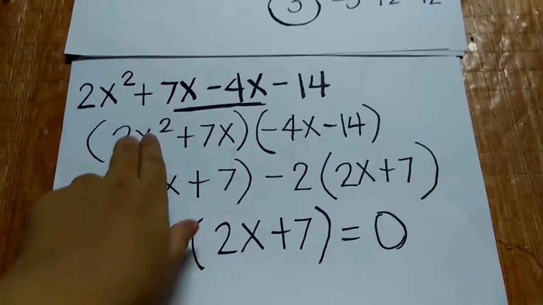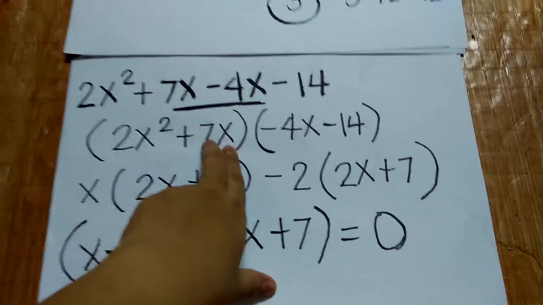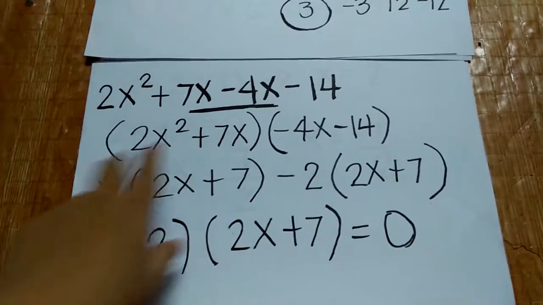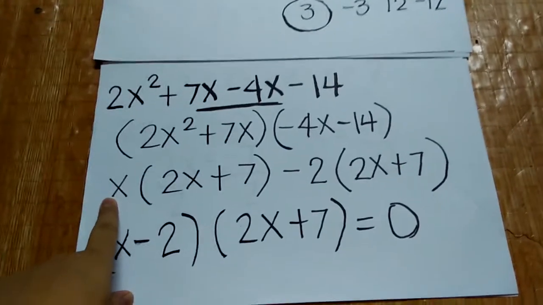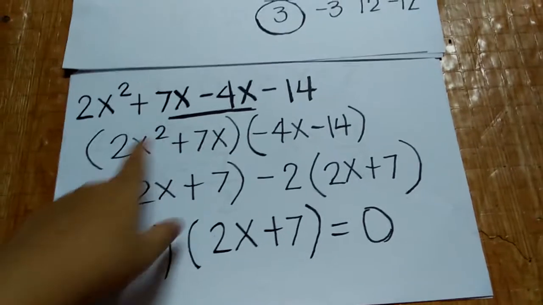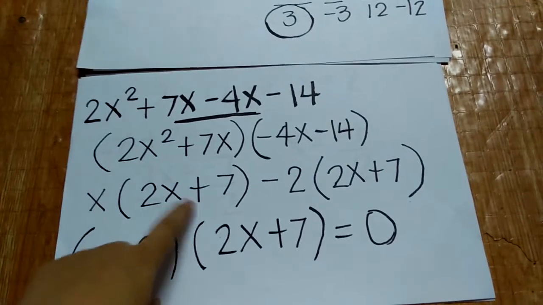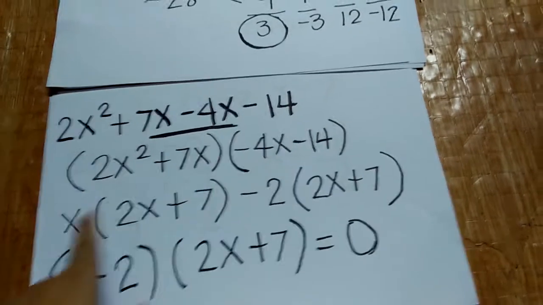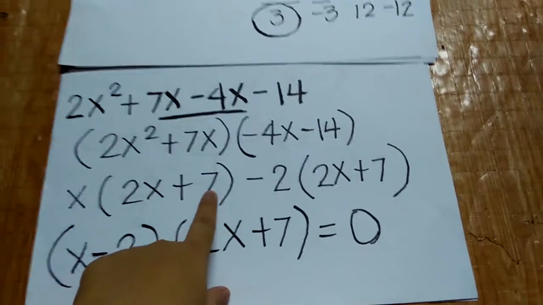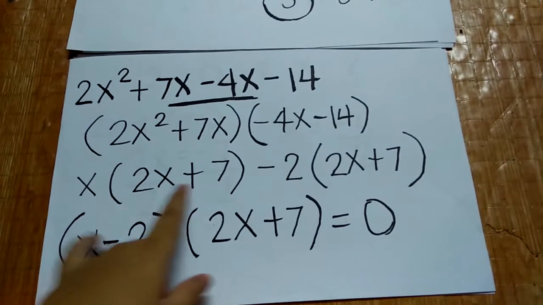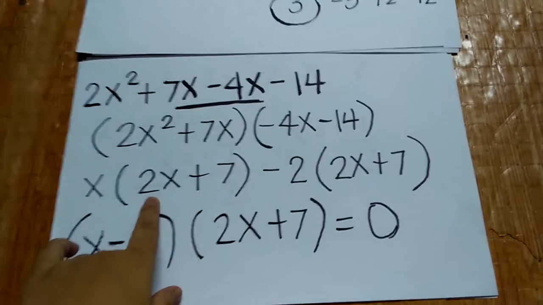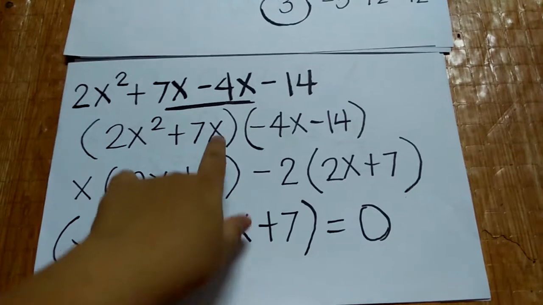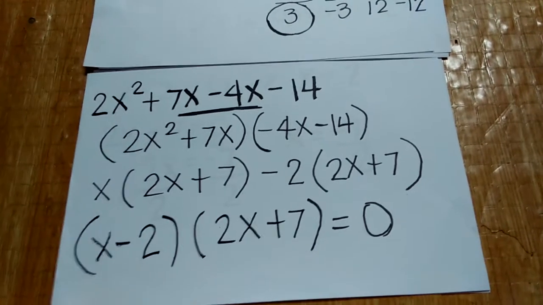So, ano yung factor ng 2x squared tsaka 7x or GCF niya? So, ang common factor or GCF niya is x. Okay, then divide lang natin. 2x squared divide by x, 2x. 7x divide by x is 7. I-check natin kung tama. X times 2x, 2x squared. X times 7, 7x. Okay?